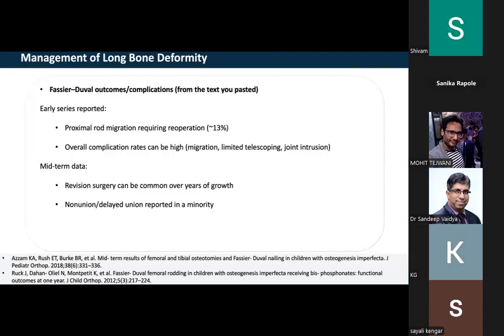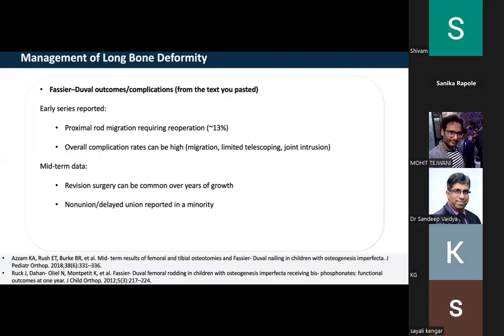Now, FD rods are going to improve the function and reduce the fracture burden, but there are complications and revisions which occur as the child grows. The key complications I've already mentioned: maybe there's a proximal rod migration, there's limited telescoping, they could refracture at the junctions, maybe there is joint intrusion. Maybe if we've done osteotomies, they could have a problem of delayed union or a non-union.